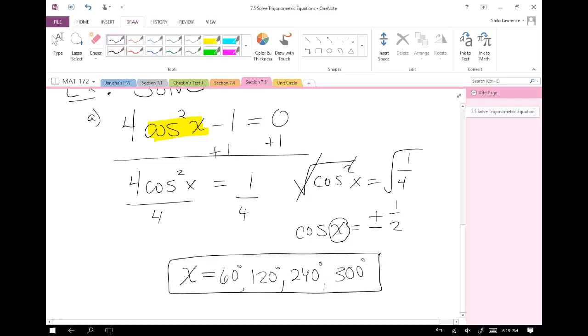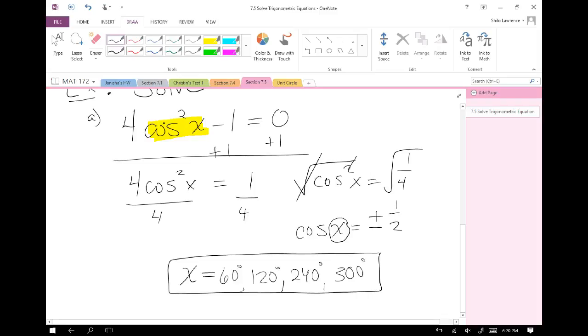You could always check this also. You could plug 60 degrees back in for x if your calculator is in degree mode and see what you get, and then square it and multiply it by 4 and subtract 1, and you should get 0. And you should be able to do that for all 4 of those angles. Find the cosine value for each angle and then square it, multiply it by 4, subtract 1, you should get 0. So again, only one trig function in this problem.